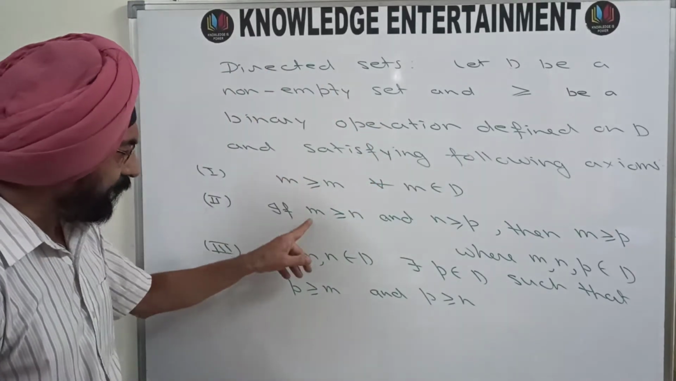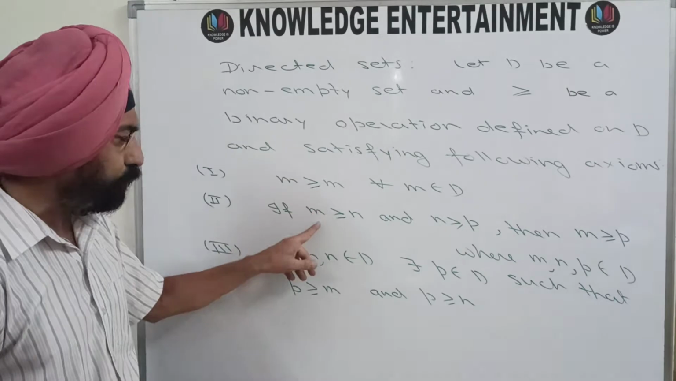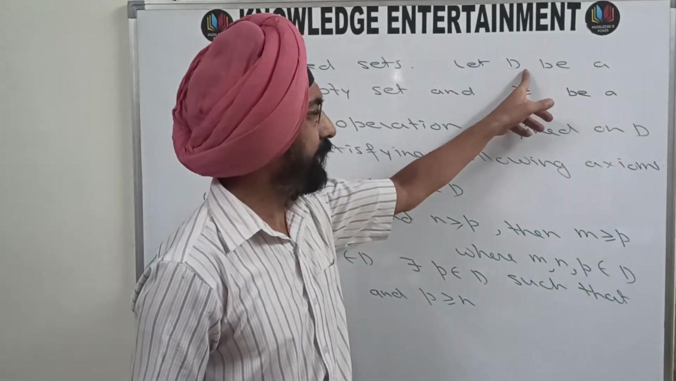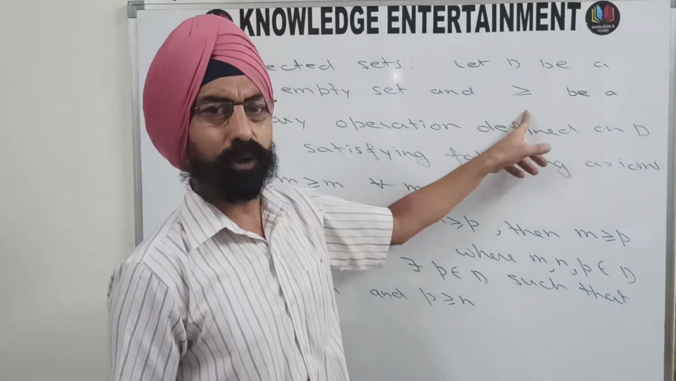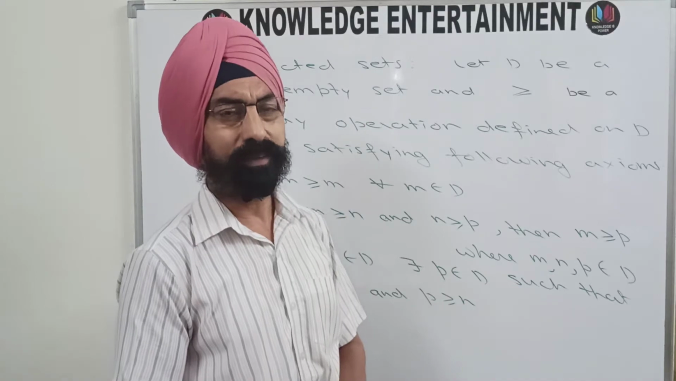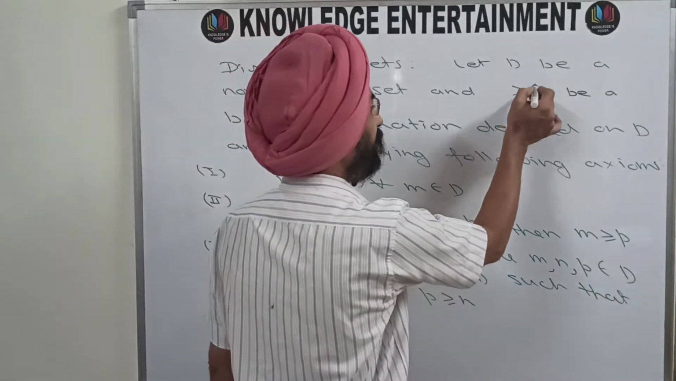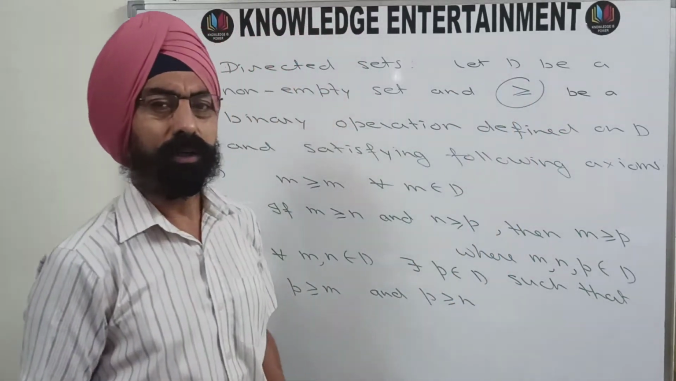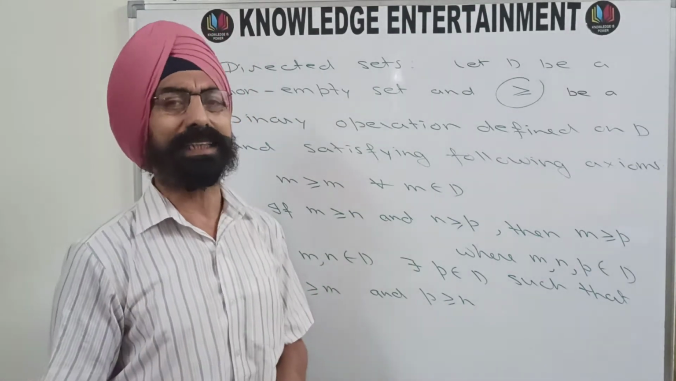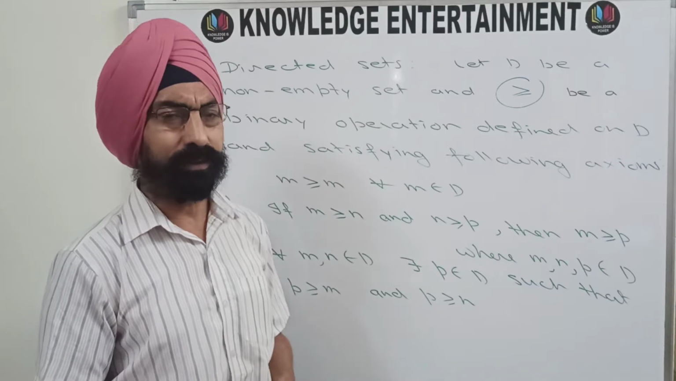If these three axioms, these three properties are satisfied, then we say that D together with this binary operation greater than or equal to is a directed set. This symbol greater than or equal to will be taken sometimes in its usual sense and sometimes just as a notation for the binary operation.